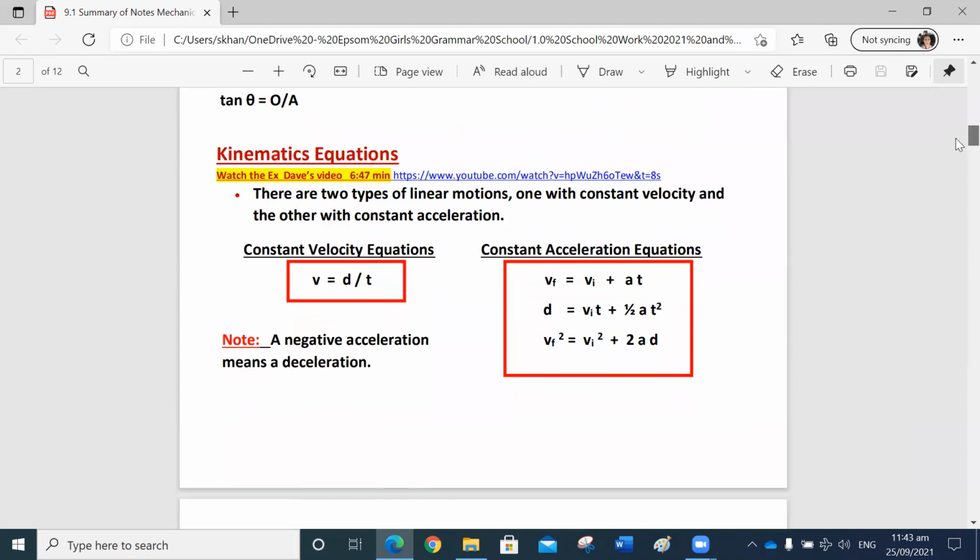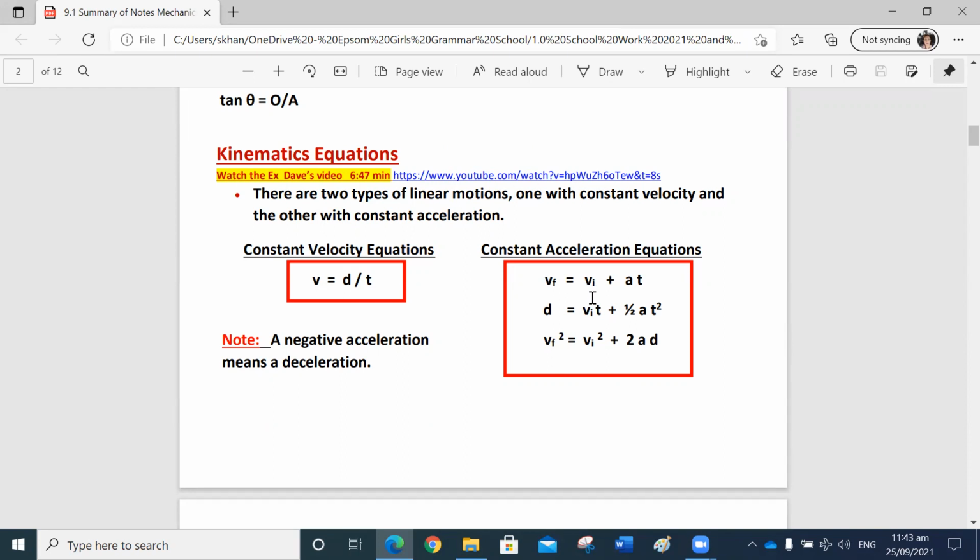Now, kinematic equations. There are two types of linear motion: a motion when an object moves with a constant velocity, and a motion when an object is moving with a constant acceleration. So with a constant velocity, it's V equals d over t. But with constant acceleration, there are three kinematic equations involving V final, V initial, acceleration, time, and distance. In each equation, there are four quantities. You will be given three, and you have to find the fourth one.